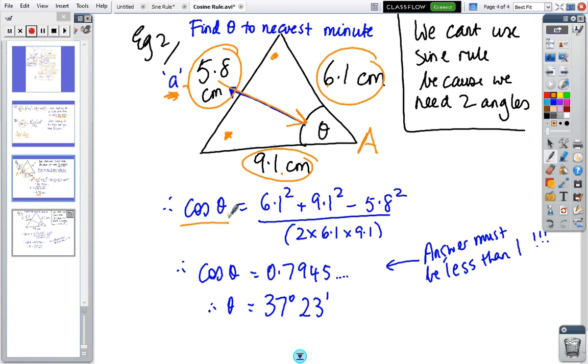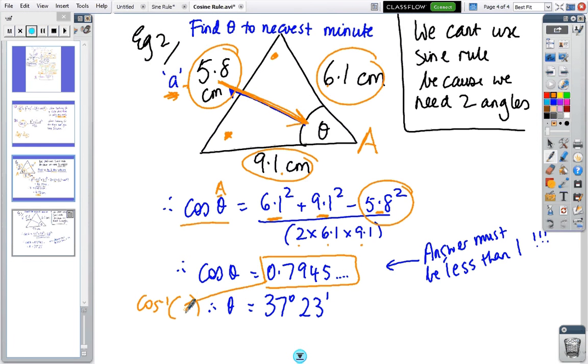So cos theta, which is like cos A, equals b squared plus c squared minus a squared. So these 2 sides are your b and c. So if that's a, then the side opposite is at the back, and then you divide by 2bc, which are these 2 numbers here. Now, it's just as easy, I think, just to do your decimal approximation to 4 or 5 decimal places, and then just go shift cos that number. So whatever that number is, go shift cos, and then the answer is 37°23'.